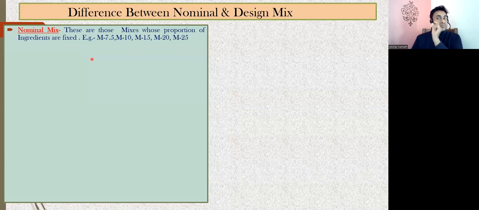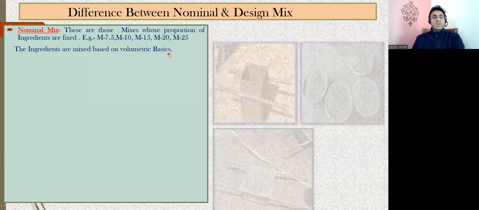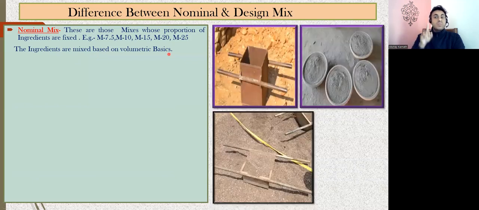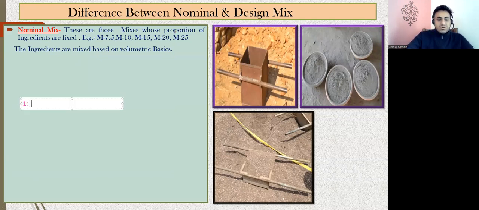There is no change in that fixed ratio. The ingredients are mixed on a volumetric basis. That means when I say 1 is to 1.5 is to 3, how do I measure that? It is measured by volume. Suppose I say 1 is to 2 is to 4, how do you prepare that?